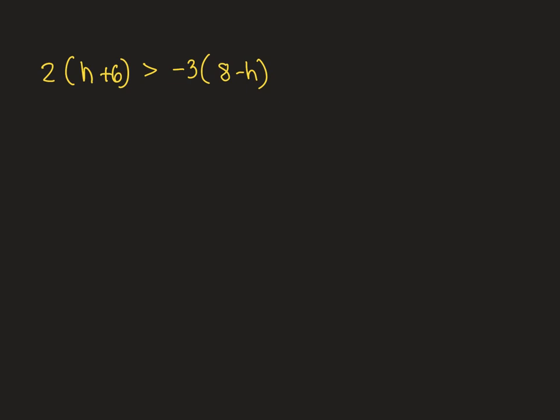Here's your next question to work out. This has the distributive property, so don't forget to do that first. Multiply by 2, multiply by negative 3. You're going to end up with letters and numbers on each side, and so put all your letters together, preferably on the left. Put all your numbers on the right. Good luck.